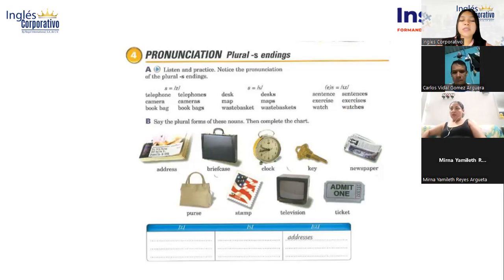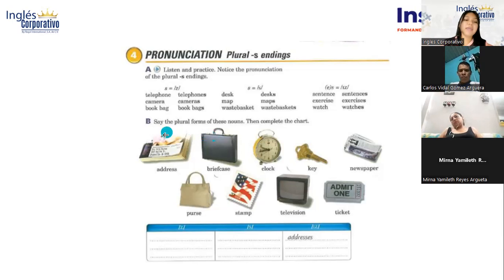Teacher, y entonces, ¿cómo es una manera fácil, básicamente, de pronunciar bien las palabras que terminan con S? La mayor parte de las palabras que terminan con la letra S en inglés se pronuncian con la letra Z. La mayor parte de palabras. ¿Ok? Entonces, tiene que enfocarse en la Z, en esa pronunciación.